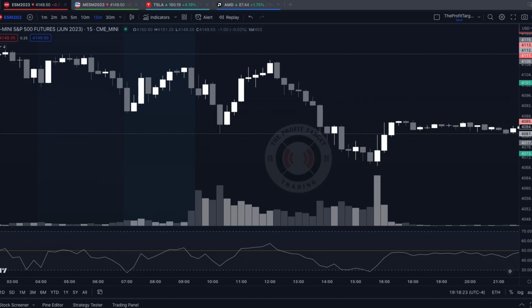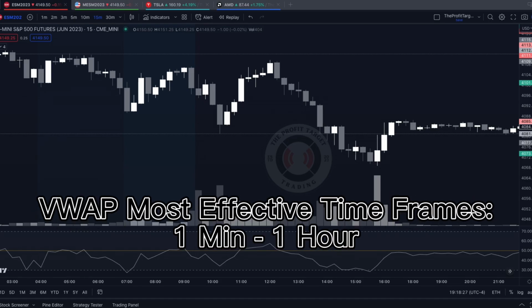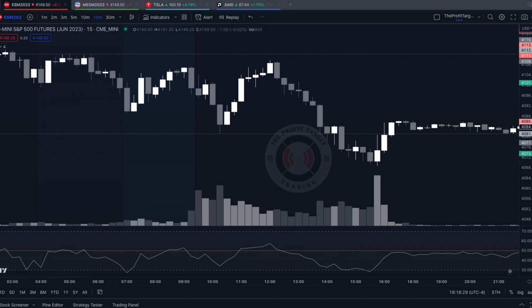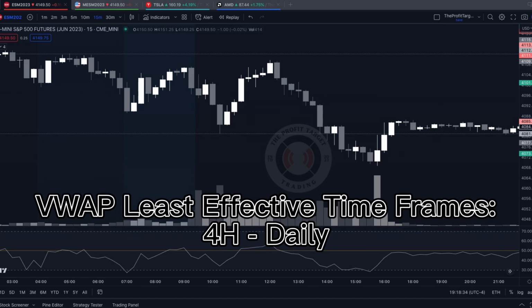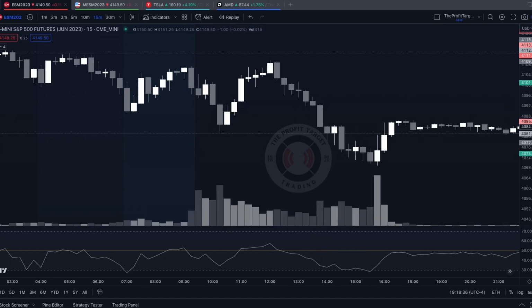In general, VWAP tends to be more effective on shorter time frames, such as intraday charts, where it can provide valuable insights into the current market sentiment and the average price. However, any time frame can be used, and it can be plotted on a chart as a line, which is often used by traders as a benchmark to assess the performance of their trades.